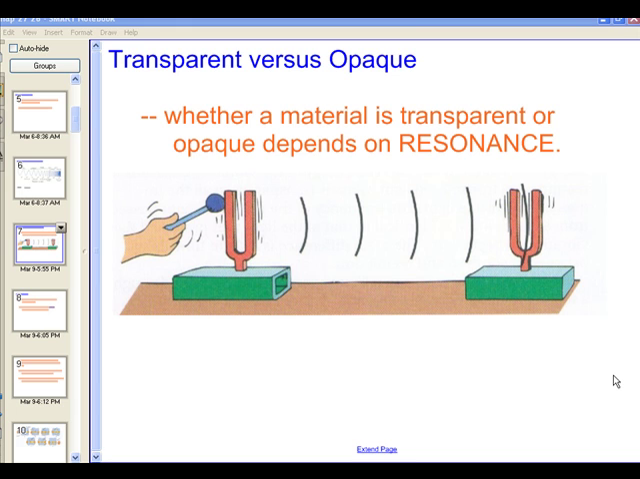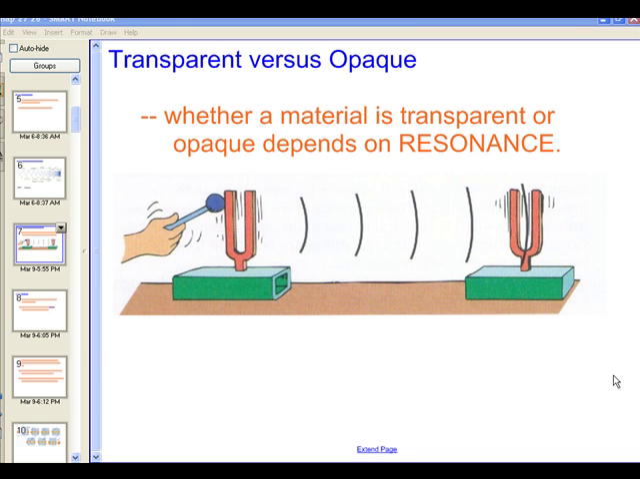So transparent. The bottom pane is transparent, and its refraction, something we're going to talk about in the next unit, is why we cannot see clearly through it. But there is light getting through. That means it's transparent. And it has to do with resonance.